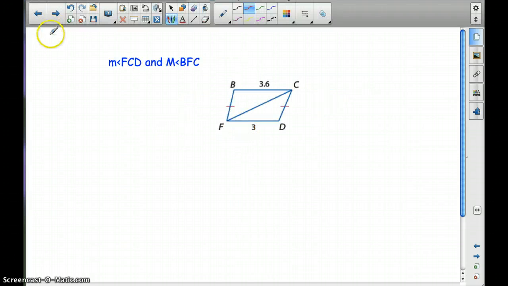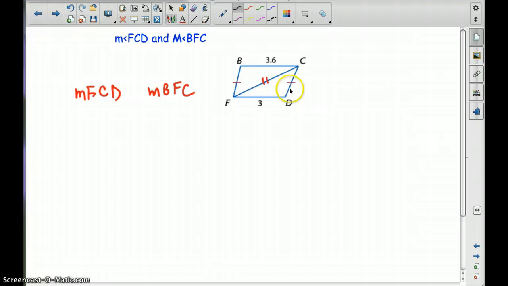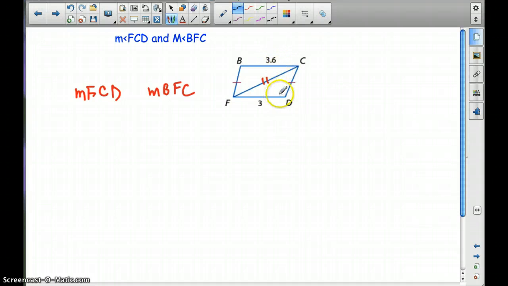Let's try another one. Why don't you pause the video and see what you can come up with. So we know that FC is congruent to CF, and we also know we have BF is congruent to CD. So let's look at the angles opposite of these sides. So 3.6 is definitely better than 3. So what's opposite of 3.6? Angle F right here, angle BFC. And what's opposite of side 3 is going to be FCD. So which one's going to be bigger?